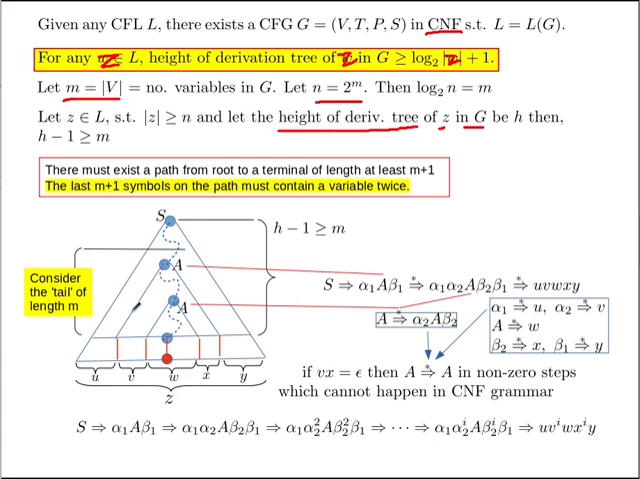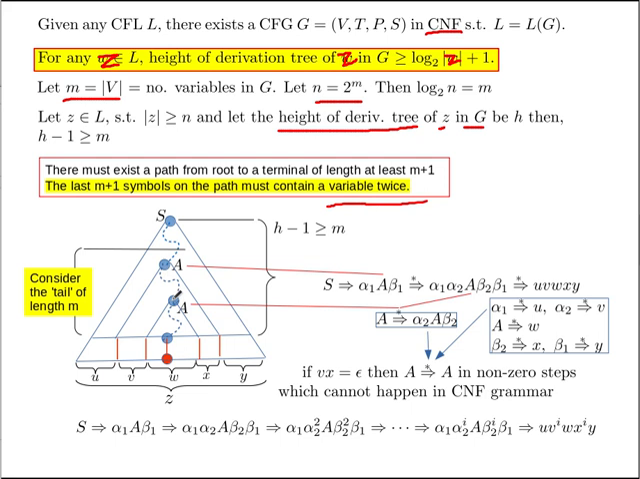So that means there must exist a path from root to a terminal of length at least m plus 1. Why m plus 1? Because of this last part. From here to here it is at least m. If I consider the last m plus 1 symbols, again this plus 1 is for this last part, I'm actually considering the length m starting from here and going upwards. So this path must contain a variable twice. This is the crucial part of the proof. So let's say this is the variable that occurs twice, right?